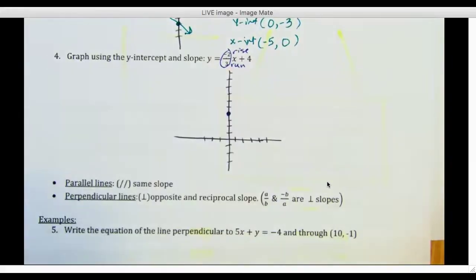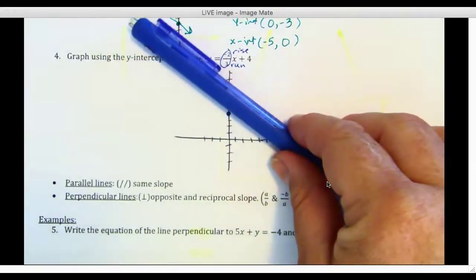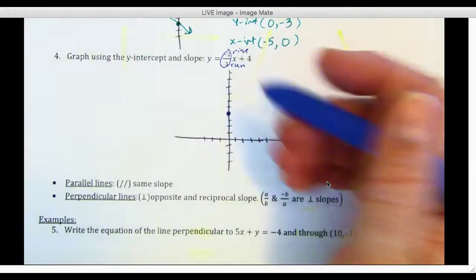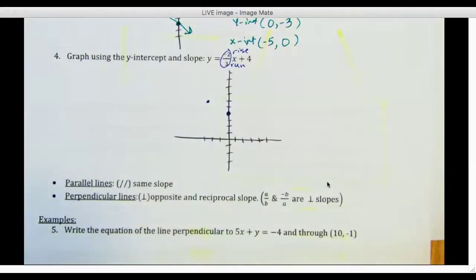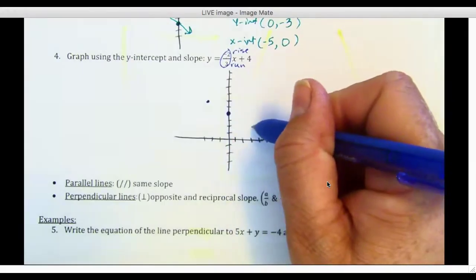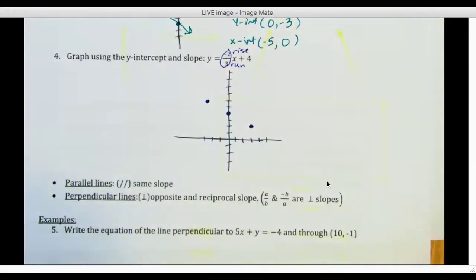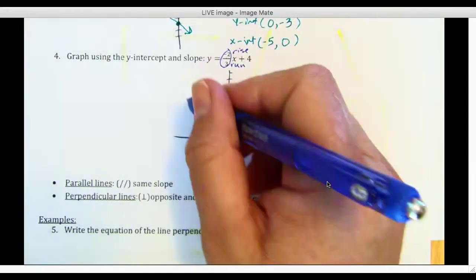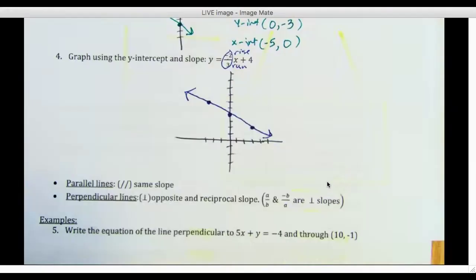Now, before I even go any further and start plotting points, I know that that's a negative slope. So my line should be running this direction. It should have a negative slope. It should be falling as we move left to right. So if I go up 2 and over 3 to the left, that'll give me a point on my line. Or if I go down 2 and over 3 to the right, that'll also give me a point on my line. Either direction is fine, as long as you end up with this negative slope with a rise and a run of 2 over 3. And that is the graph of that equation.